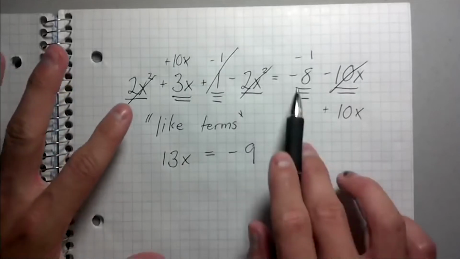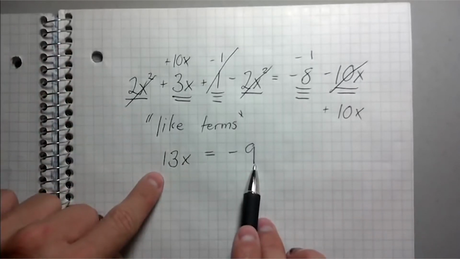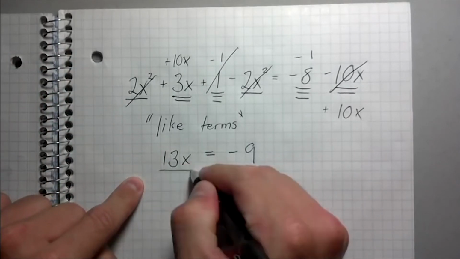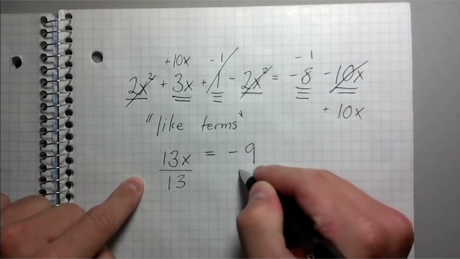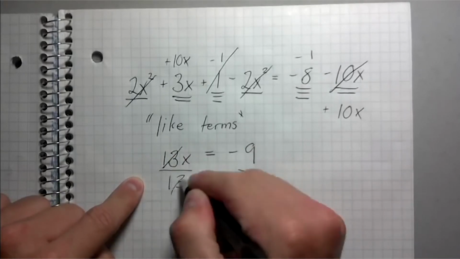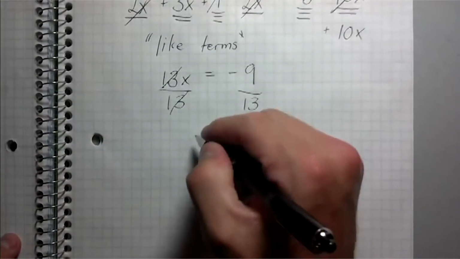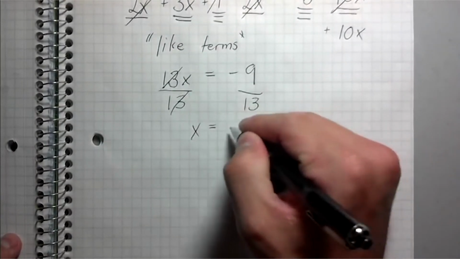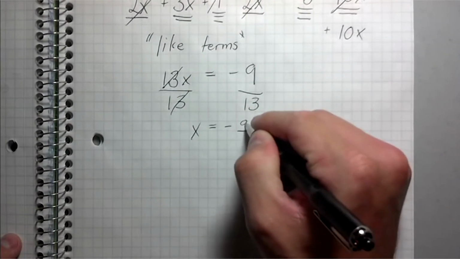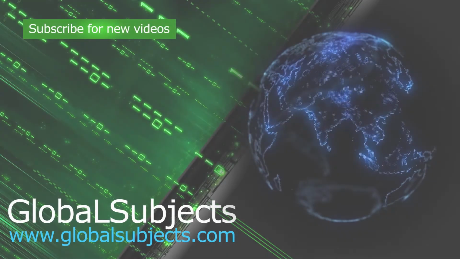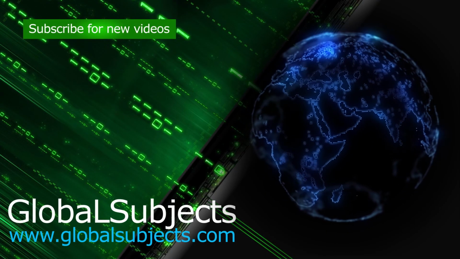So once it all boils down, now I have an equation that is a lot simpler to solve. From this point, all I do is divide both sides by positive 13. That cancels out. So my final value for x is negative 9 over 13.